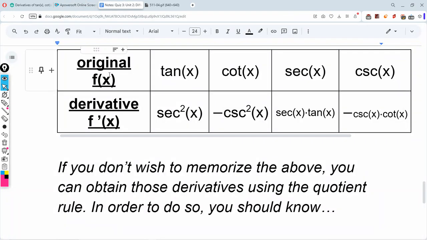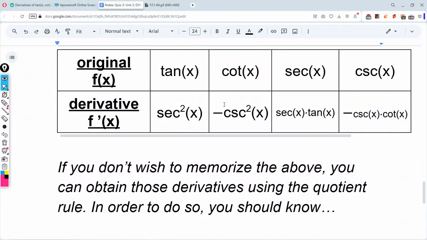All right, so here's the original in the top row and the derivative in the bottom row. Derivative of the tan is the secant squared. Derivative of cotan is negative cosecant squared. Derivative of secant is secant times tan. And derivative of cosecant is negative cosecant times cotan.